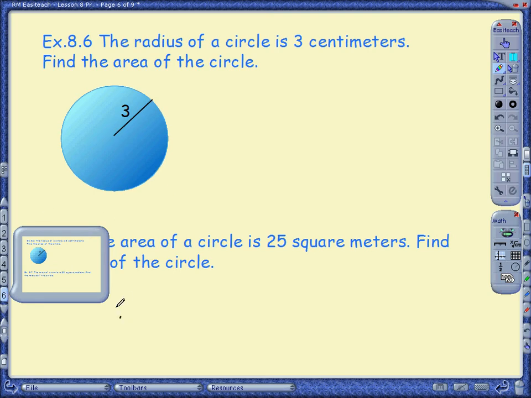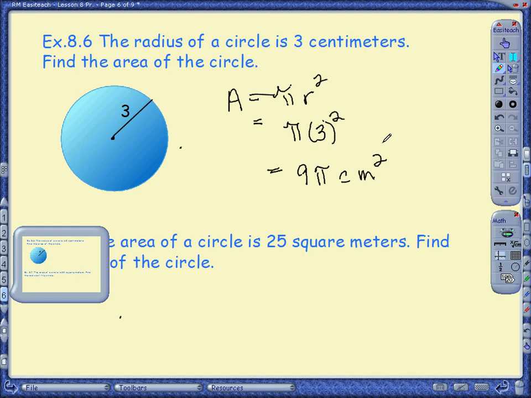In a circle, we know that the area of a circle is pi times radius squared. The radius of this circle, a radius, remember, is a line drawn from the center right out to the edge of the circle, to a point on the circle. That's the radius. Okay, pi times 3 to the second power equals 9 pi centimeters squared.